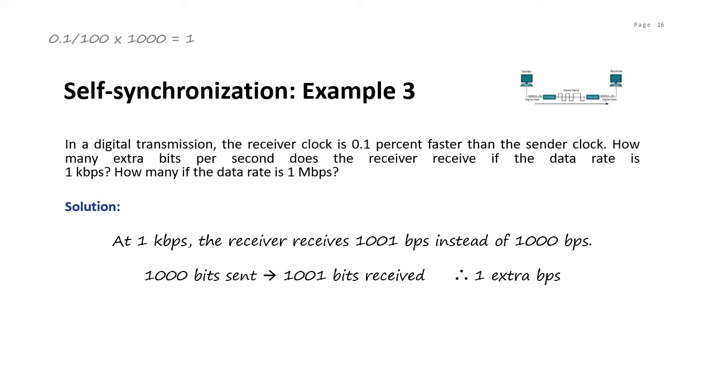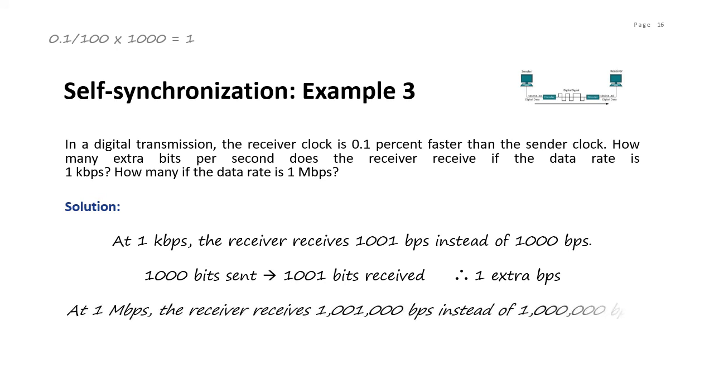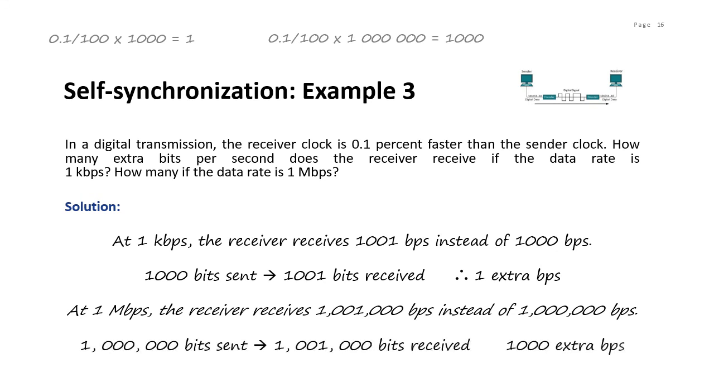At 1 megabit per second, the receiver receives 1,001,000 bits per second instead of 1 million bits per second. We get this from the calculation again: 0.1% multiplied by 1 million gives 1000. So for 1 million bits sent, 1,001,000 bits are received. Therefore, we have 1000 extra bits every second. This is why self-synchronization is very, very important.